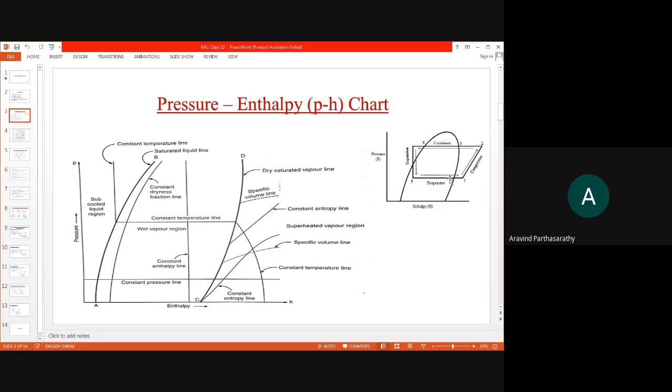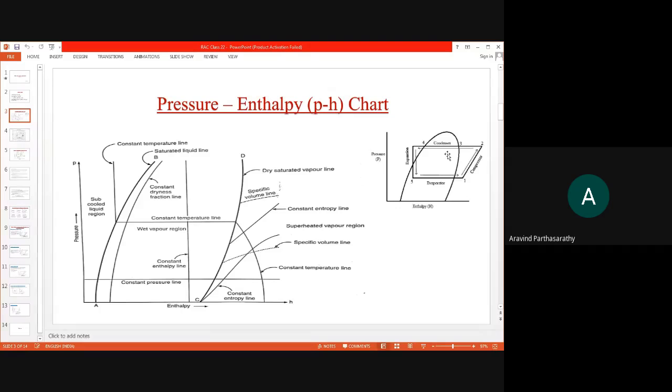Suppose in this case you can see that point 1 is outside of this line, so that means it is denoted as dry and superheated steam. So it is in the superheated region, outside of this dome. And the second point is also outside, so these are all in the superheated region. When points fall in between, that means it is in the wet vapor region.